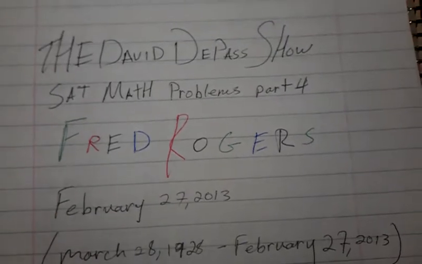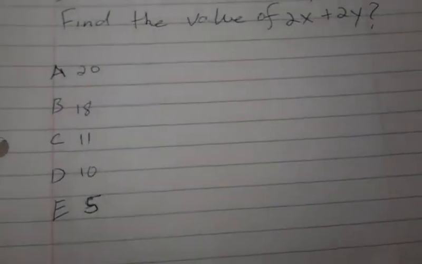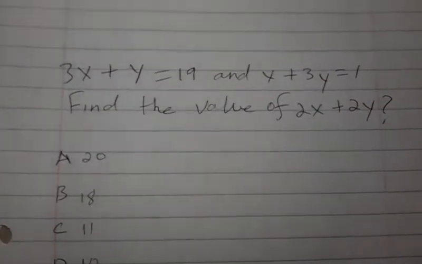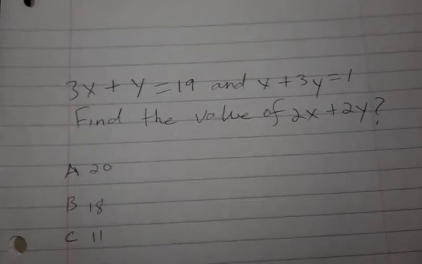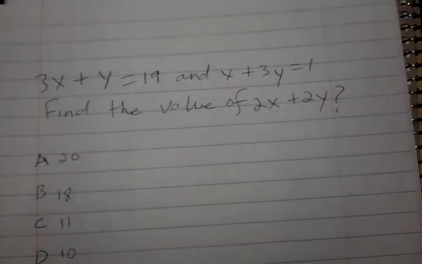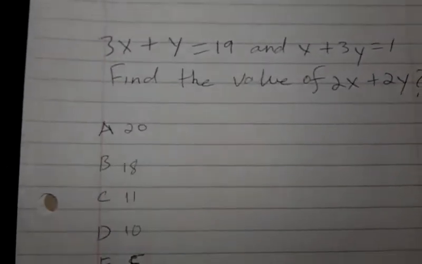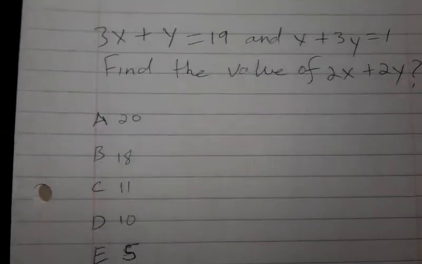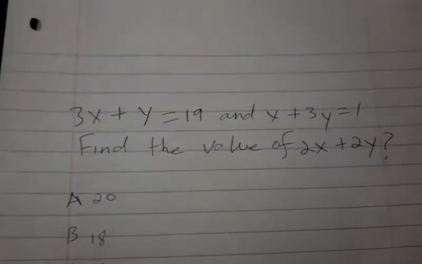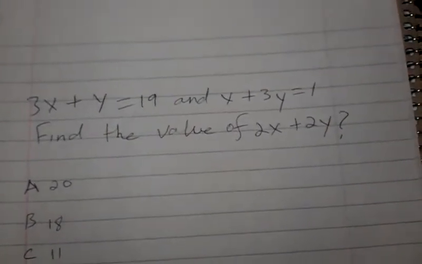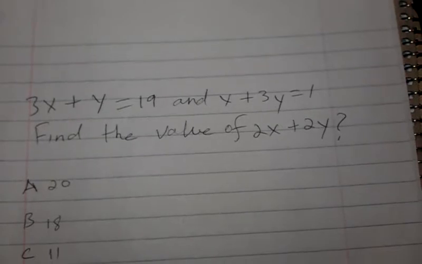But anyways, let's get to the SAT math problem that you will get on your SAT quiz. Here's one. If 3x plus y equals 19 and x plus 3y equals 1, find the value of 2x plus 2y. Here we have our choices, and this is how it's going to be arranged on the SATs: A, B, C, and D, and our choices are 20, 18, 11, 10, and 5. So let's read the question one more time. 3x plus y equals 19 and x plus 3y equals 1. Find the value of 2x plus 2y.